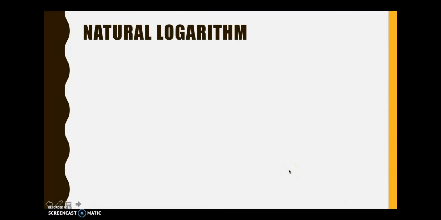Now that you have learned what a common logarithm is, I will now teach you what a natural logarithm is. Natural logarithms are logarithms with this special base, e. What exactly is e? E is called Euler's number, which is approximately 2.73. You can treat it like any other number like pi.